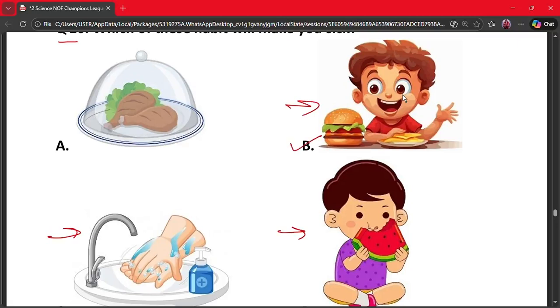The habit shown in option B is unhealthy and can cause illness. Good habits keep us healthy, while careless habits make us sick. Therefore, option B, eating junk food, is the correct answer.